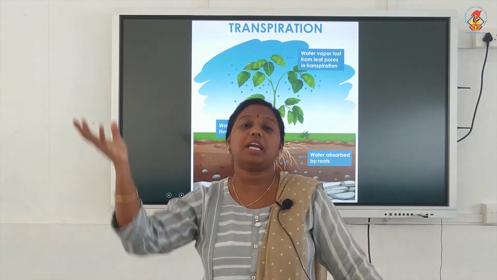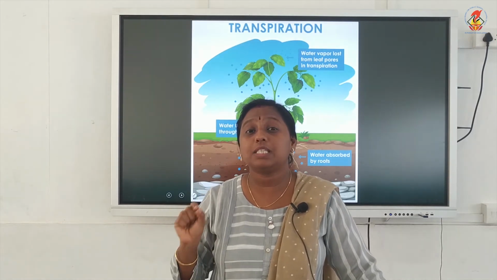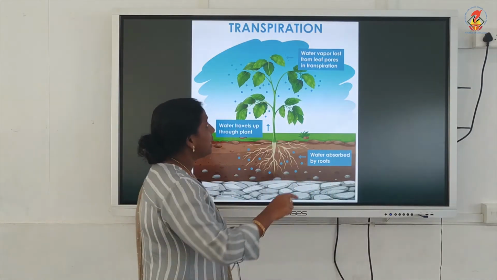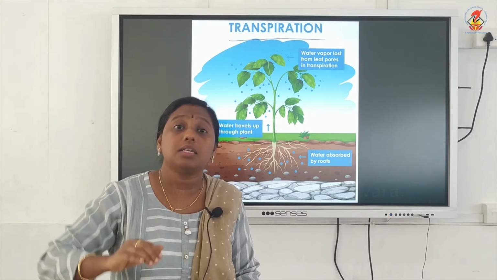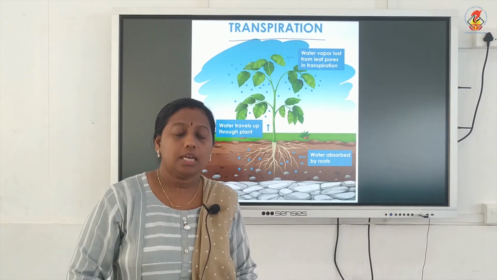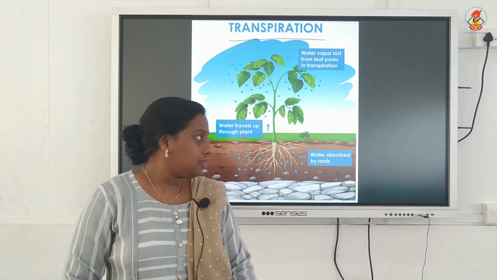The water vapor will be coming out of the leaf. You call this process transpiration. So, this is the next heading, transpiration. Now, what is transpiration? The process of loss of water in the form of water vapor from the aerial parts of a plant, aerial meaning those parts above the soil, is what is called transpiration. Okay, is this clear?